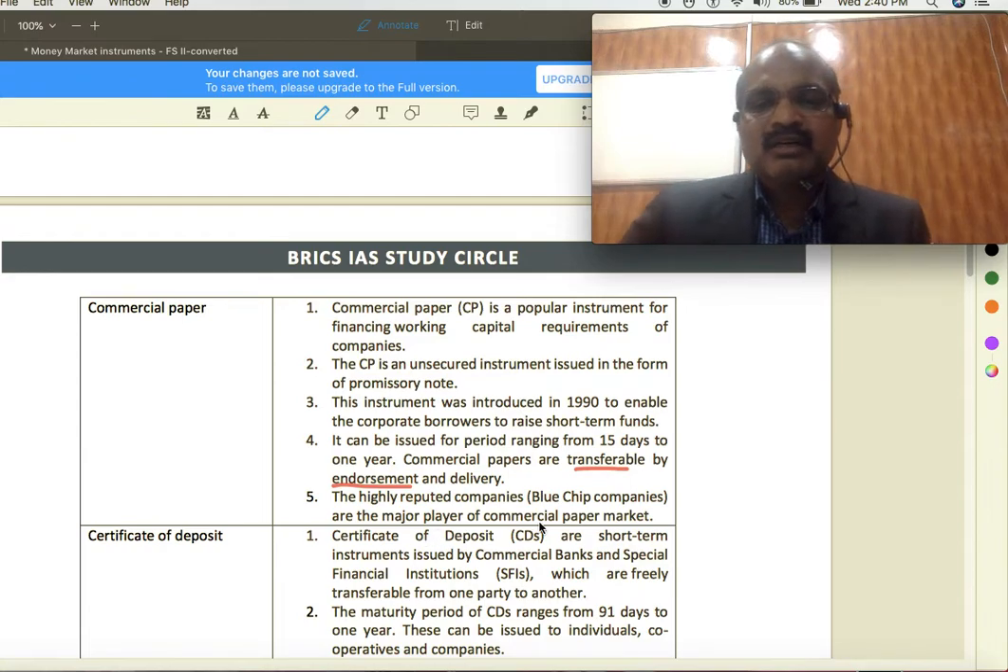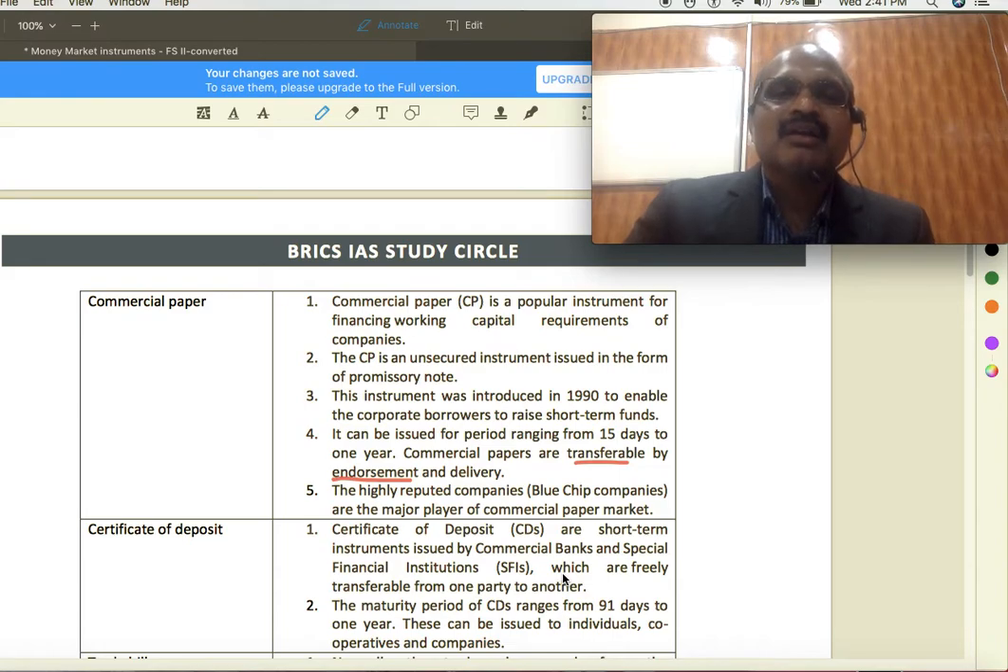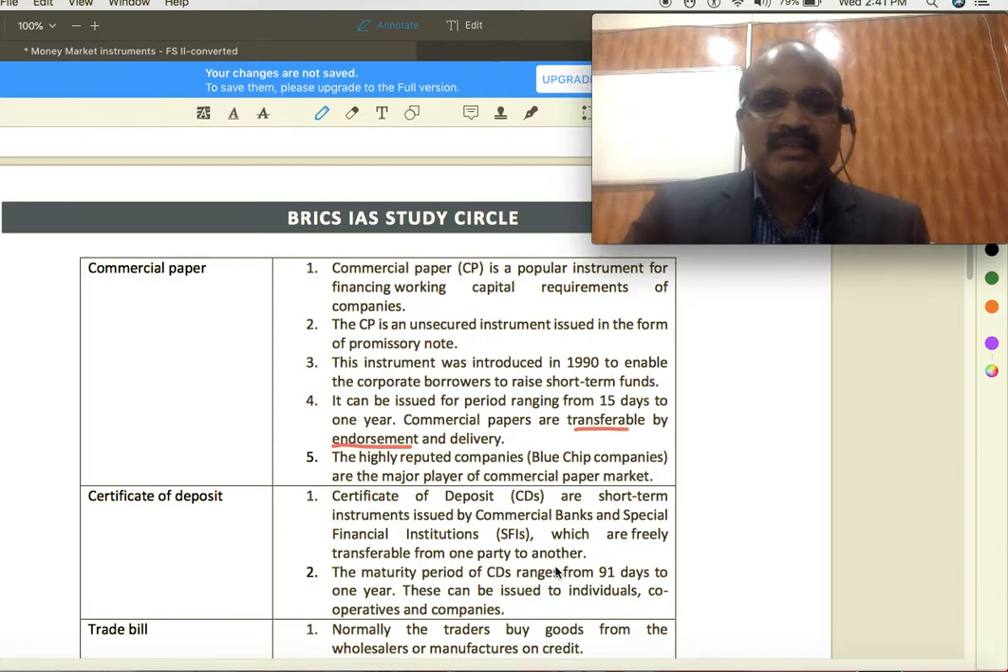The highly reputed companies, blue chip companies, majorly IT companies, and companies which are doing extremely well in the market and earning a lot of profit, these kinds of companies can definitely go ahead with commercial papers. All right, it's a promissory note issued by companies. Other details, at what range they will issue, we'll see later.